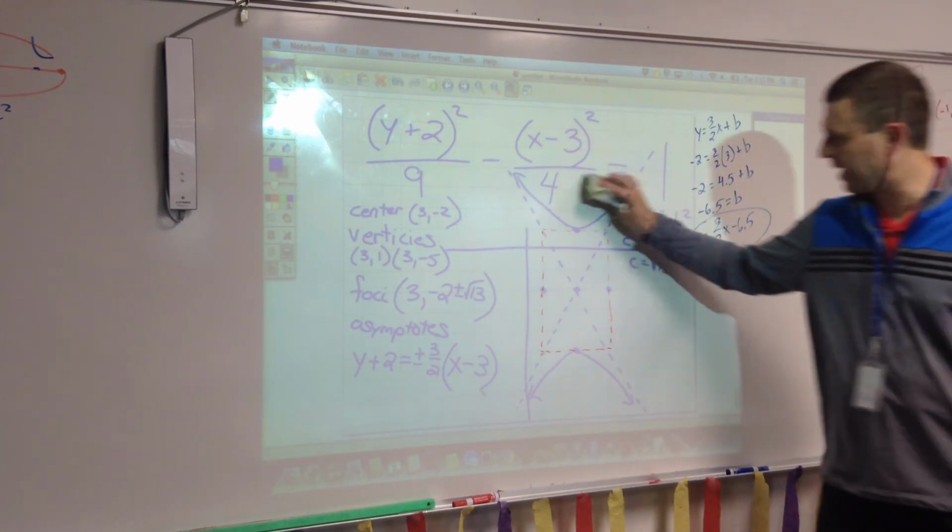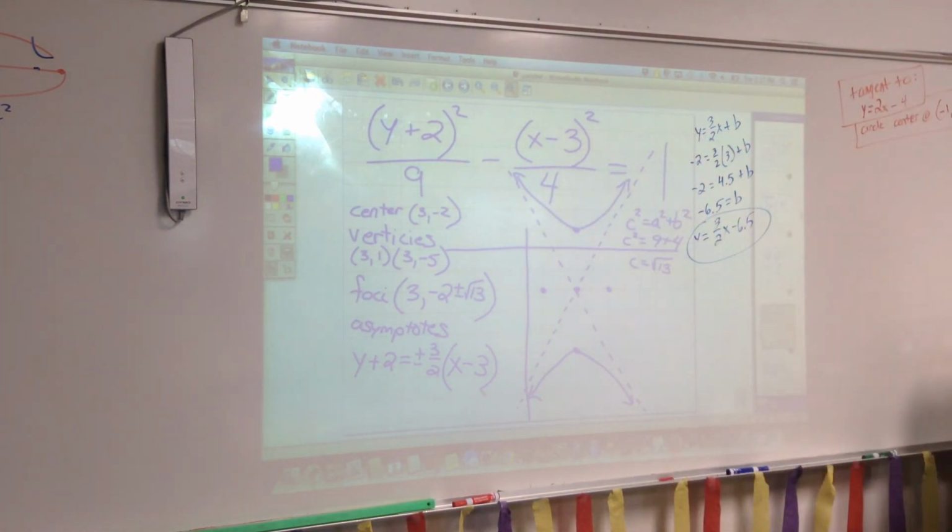Alright, so that is graphing hyperbolas. Very much like an ellipse, but instead of it coming together to make an oval, kind of like they're split and they're both pointed out in the other direction.